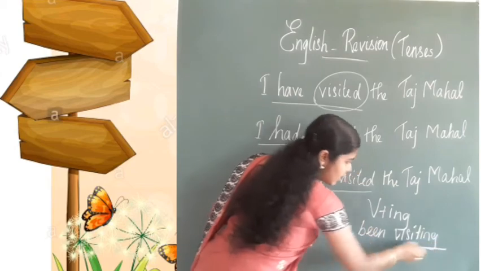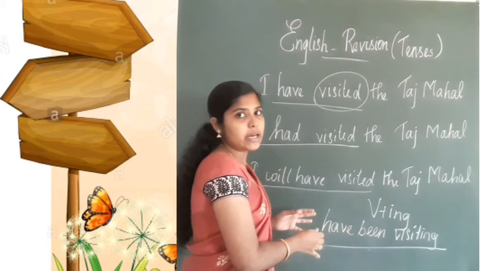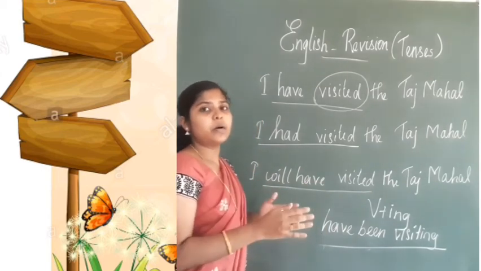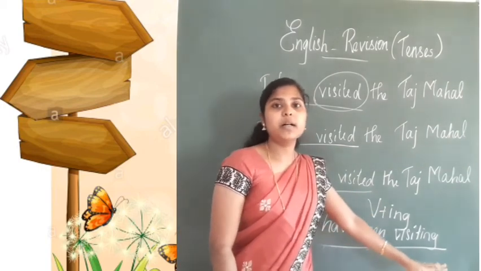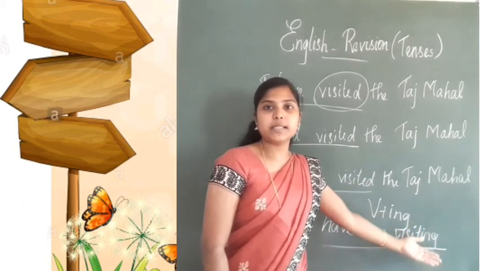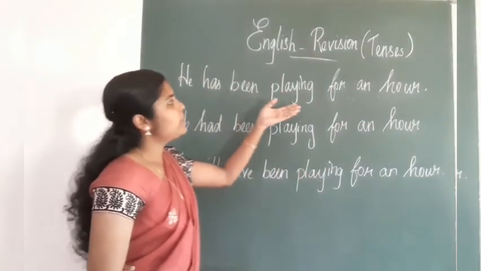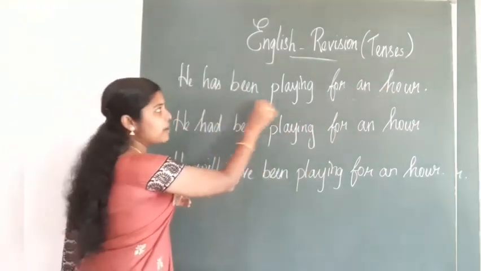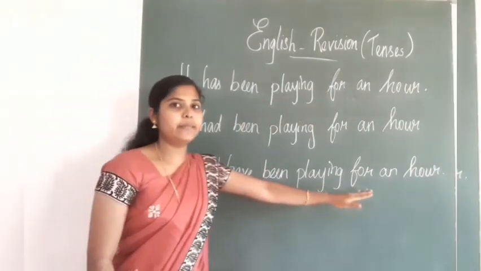This is indicating a continuous activity which happened over a period of time. Okay, then past perfect continuous tense is also indicating a continuous action which happened over a period of time in the past. Now look at these examples. He has been playing for an hour. He had been playing. He will have been playing.